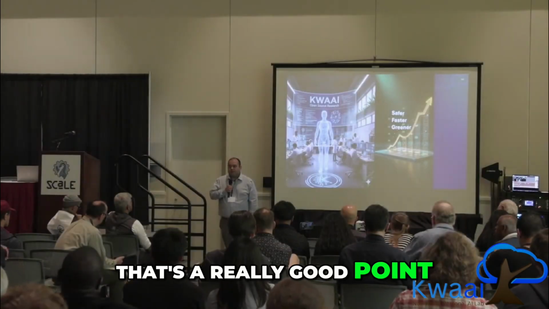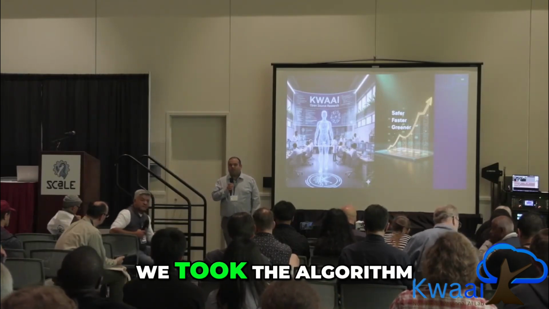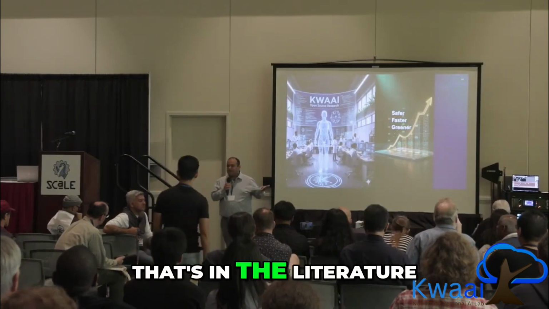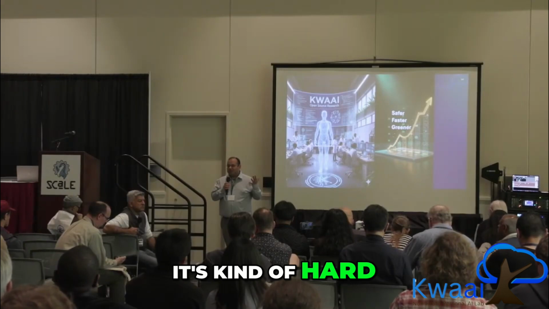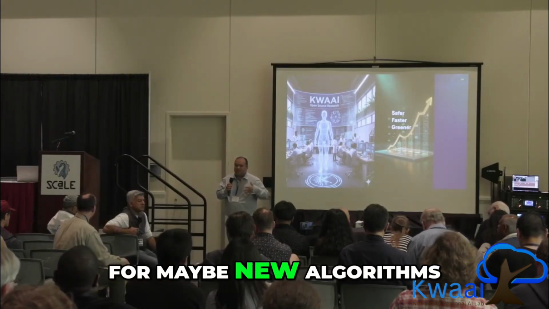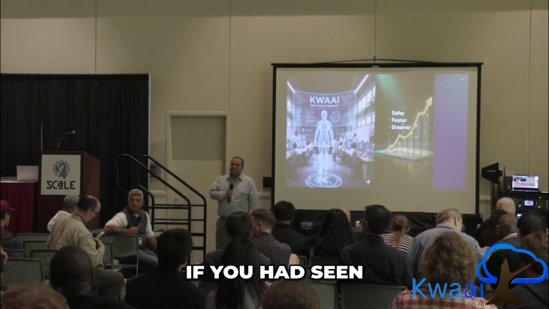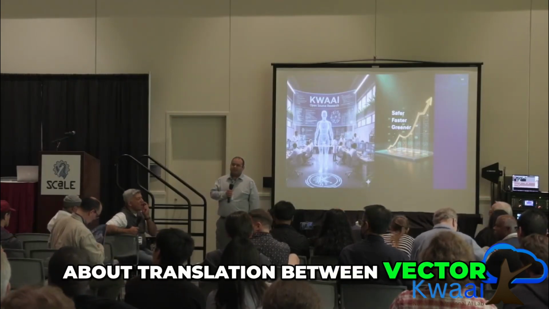That's a really good point. We definitely need to look back into that more. So we took the algorithm and found the best known attack method in the literature for each algorithm and applied that. But I know that it's hard to do that for new algorithms that no one has come up with. I was wondering if you had seen the result from Cornell, I think earlier this year, about translation between vector spaces.